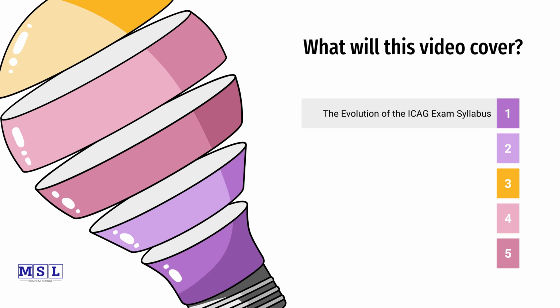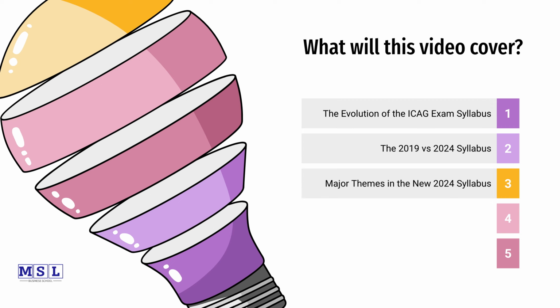Where were we a few years ago? Where are we today? And where is the syllabus heading? We'll compare the 2019 syllabus, the current, about to expire, about to end syllabus, with the 2024 syllabus that will stay with us for roughly the next 5 years. And then we'll look at the major themes underpinning the new syllabus.